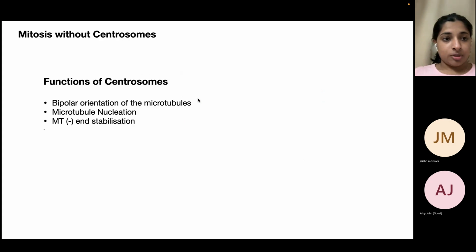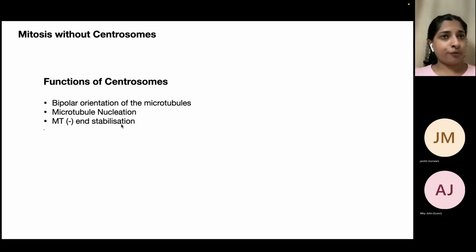So again, like I mentioned, plant cells do cell division, and they are able to undergo mitosis actually without any centrosomes. How this happens is, first, we'll see what the basic functions of centrosomes are. Like we've seen, it first ensures bipolar orientation of the microtubules, as in, like I mentioned, one sister chromatid has to be attached to one end and the other sister chromatid has to be attached to the other end. It also plays a very key role in microtubule nucleation.